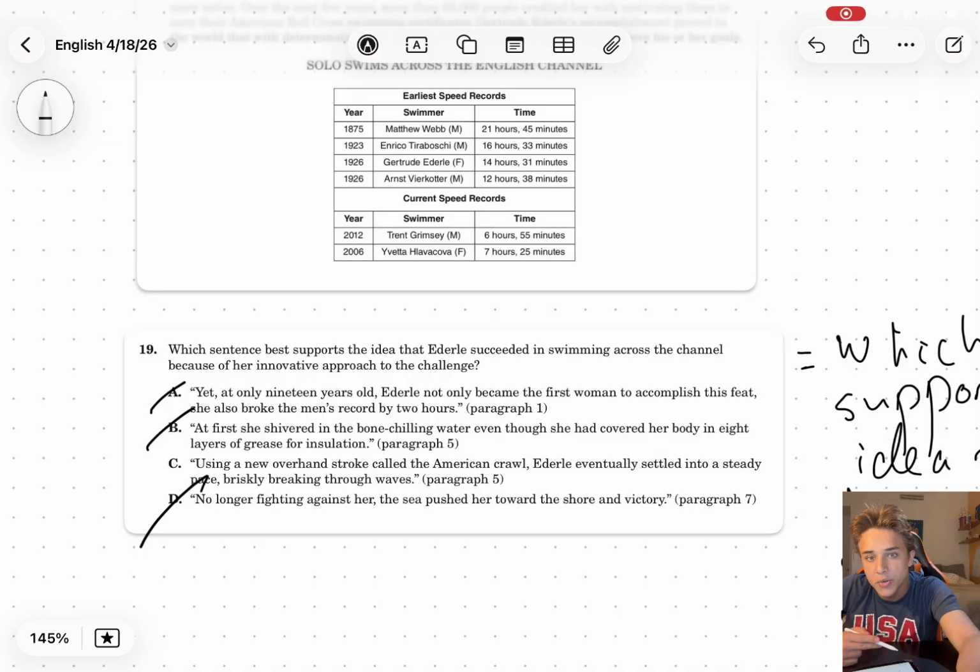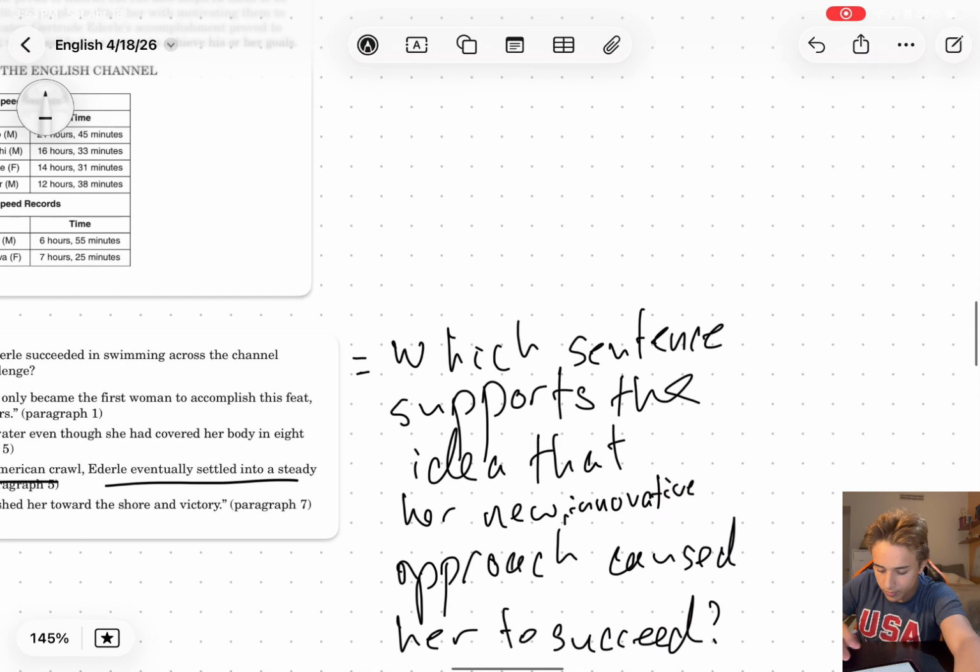And then we look at answer choice C, which is using a new overhand stroke called the American crawl, Adderley eventually settled into a steady pace, briskly breaking through the waves. This does talk about her approach. It talks about the American crawl that she invented for this swim, but it also talks about the effect of her eventually being able to briskly break through the waves, which is another way of saying she swam fast through the ocean. So the correct answer is answer choice C.